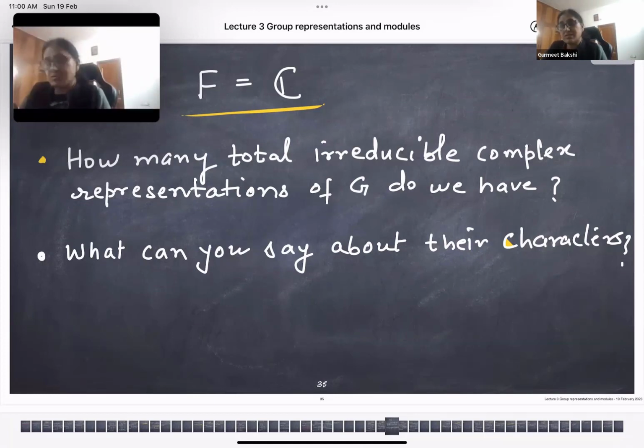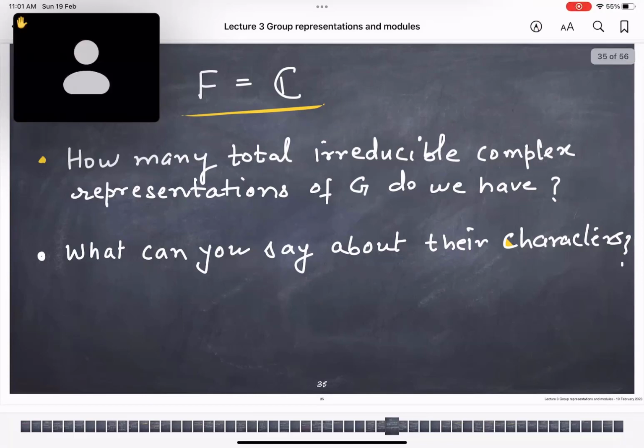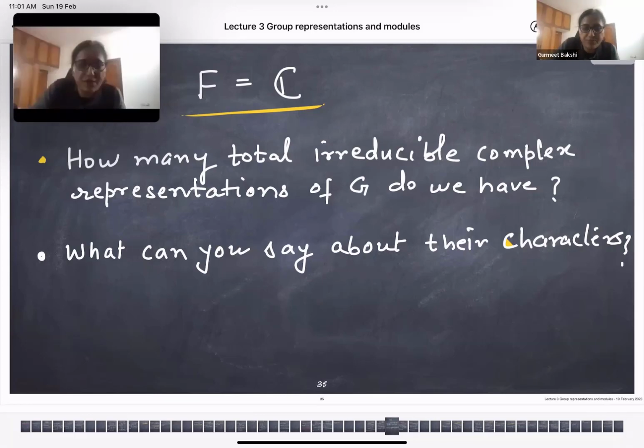And this theory will change totally if you change the field. As I told, if you look at complex representations or rational representations, over complex, I will prove that every abelian group has linear representations, but over the rationals cyclic groups will have representations of higher degree.